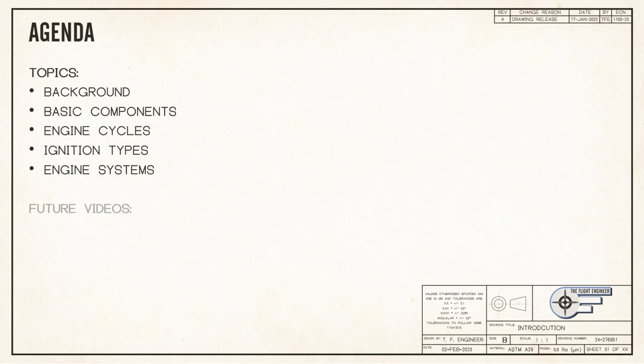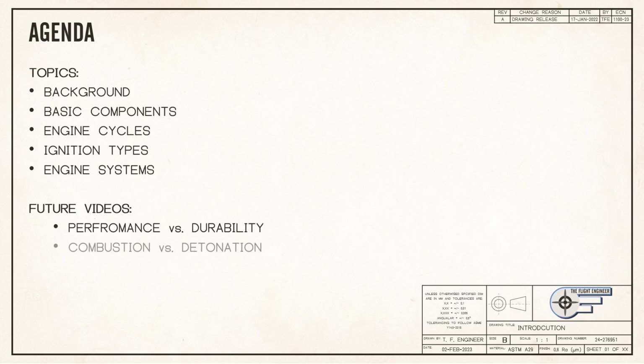information. These follow-up videos include performance versus durability, which investigates the design trade-offs involved with making an engine that is both useful in its role and reliable enough to be long-lived. Combustion versus detonation will discuss the chemistry and thermodynamic factors of engine operation, including fuels, compression ratio, pre-ignition, and detonation, among other topics. Finally, timing and tuning will look at how various engine systems can be tweaked for optimal performance across its operational range.